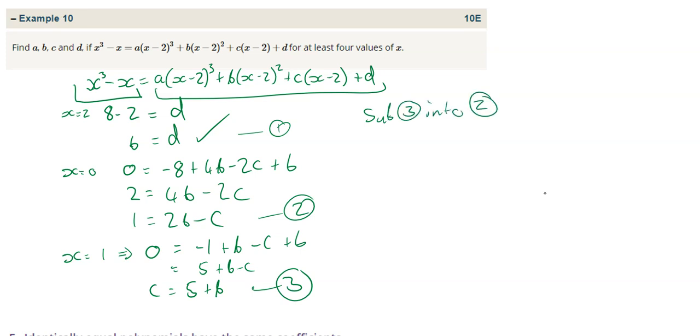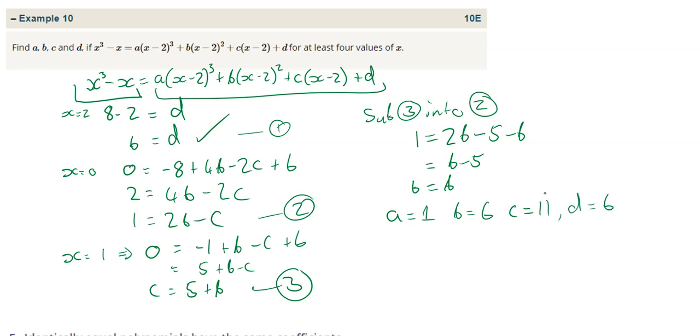into 2. I think that's what we do, yeah. Which means that I get 1 equals 2b minus 5 minus b, which is equal to b minus 5, and so 6 equals b. So we've got a equals 1, b equals 6, c equals clearly 11, and d equals 6. Okay with that? Mostly? Yeah.